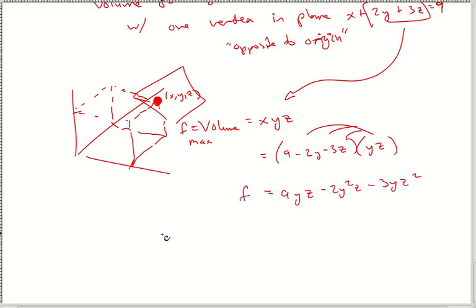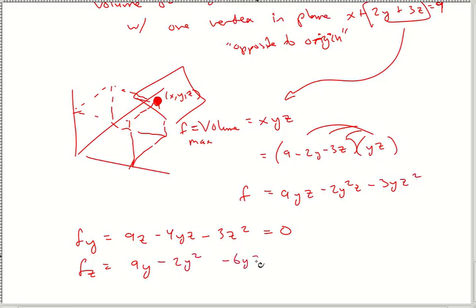And so f sub y. Well, actually, we don't have an x anymore, do we? We have a y. So I have 9z. Here the 2 is going to come down and make a 4yz. And over here, again, in terms of y, I just get a minus 3z squared. Again, this is equal to 0. f sub z, 9y minus 2y squared. The 2 is going to come down, so minus 6yz. Again, set it equal to 0.